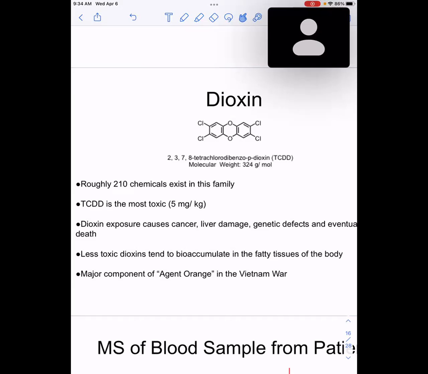All right, so if we were looking for this in a mass spec, what parent peak would we look for? 324. We'll be looking for this mass right here as the parent. So if they take this blood sample and they find a parent peak at 324, somebody's going to jail, right?